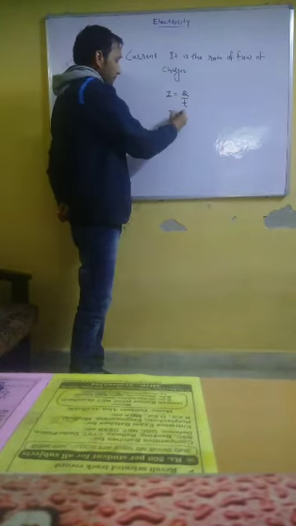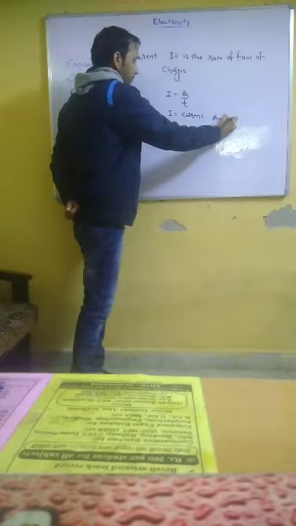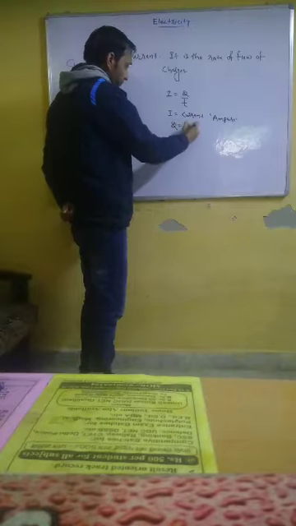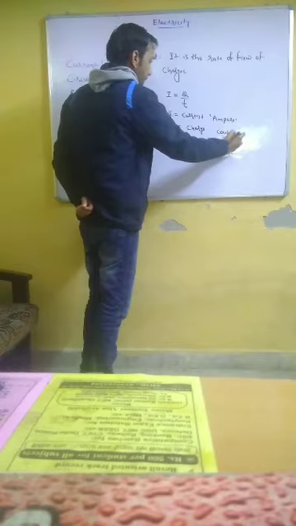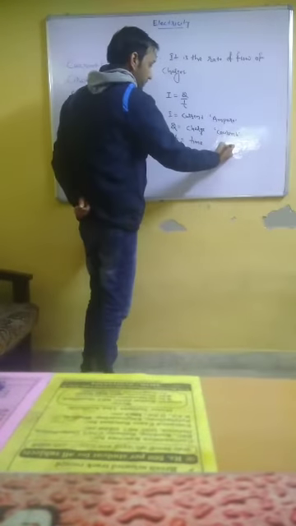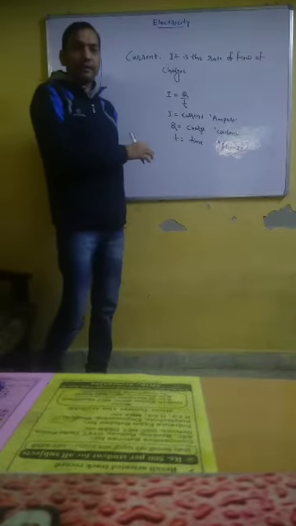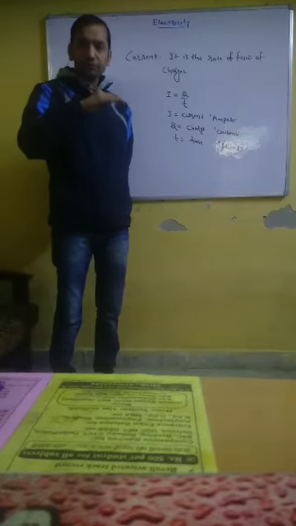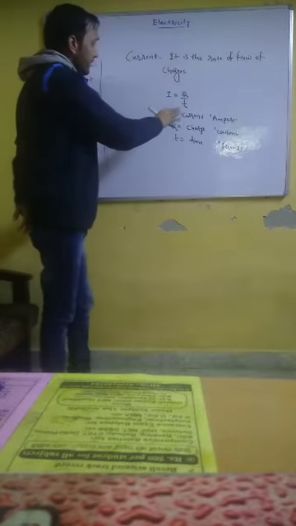Here I is current, measured in ampere, Q is charge, which is measured in coulomb, and T is time measured in second. Here we can see that the charge which can flow in unit time, generally in 1 second, is referred to as current and it is measured in ampere.